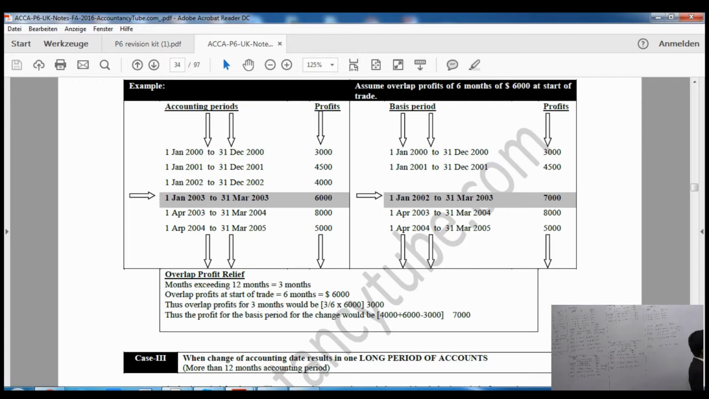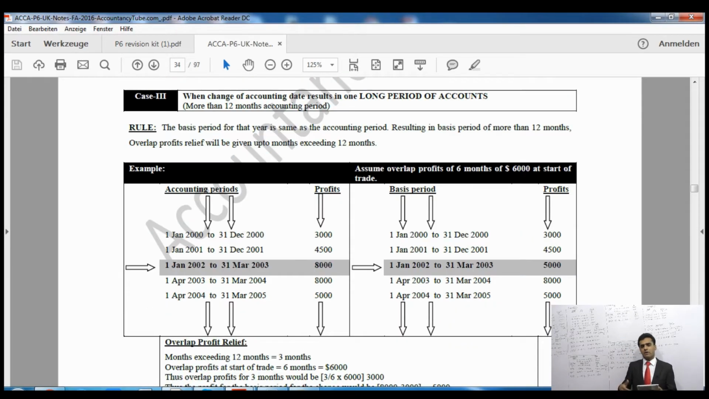Now the next two cases, case 3 and case 4, are related to the next scenario, which is scenario number 2. I told you that there are 2 scenarios but 4 cases, and 2 cases deal with 1 scenario. So the first scenario was that the change results in a shorter period of accounts, which is less than 12 months, and we have seen 2 cases about that. Now the third case and the fourth case will be related to the second scenario. This scenario is that they will make a change in the accounting period, but the change will result in a longer period of accounts. All right, so it will not be shorter. The change will result in a longer period of accounts, which means more than 12 months.